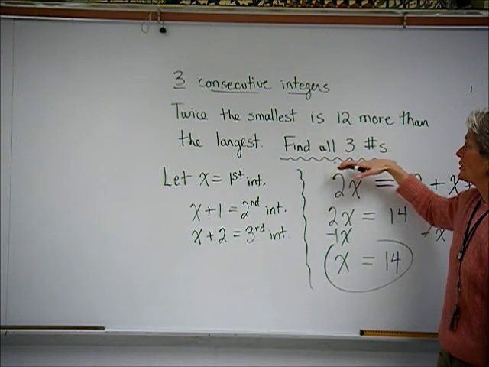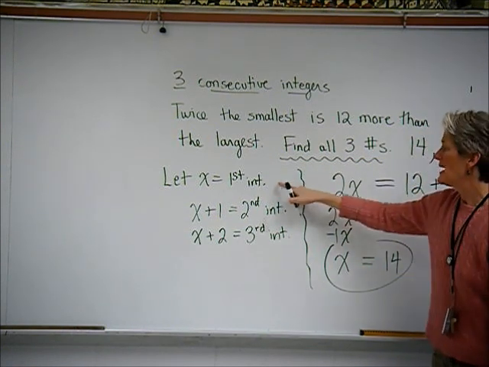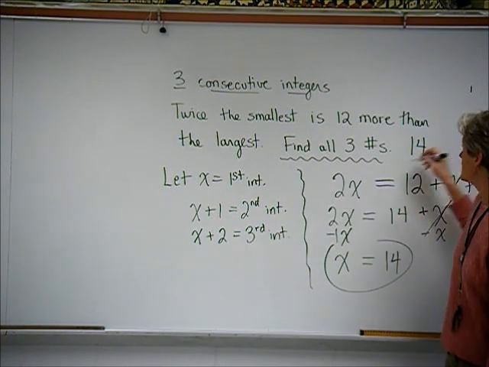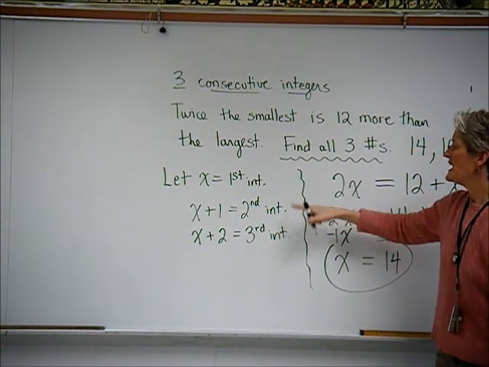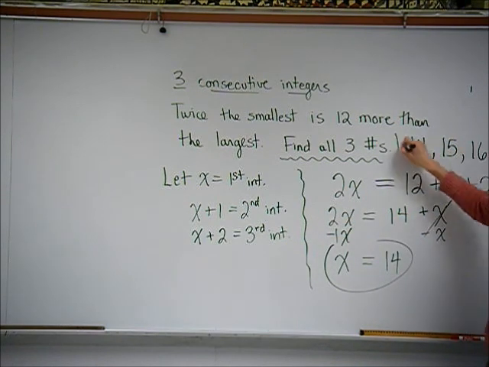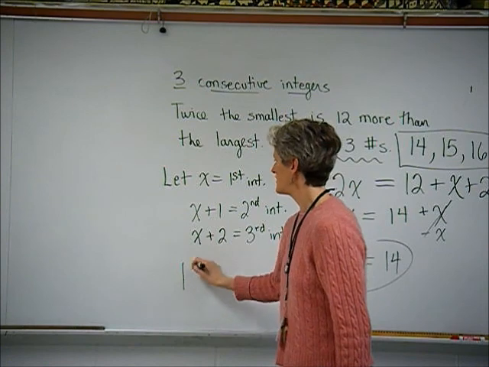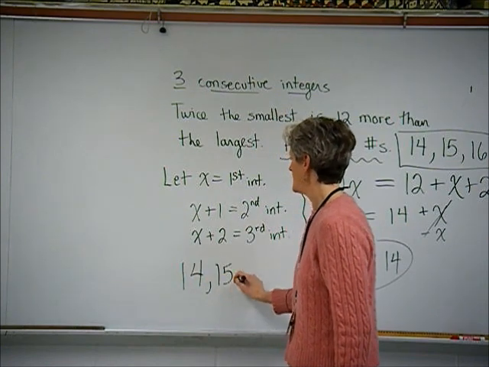So, find all 3 numbers. Well, I found my first number, which is 14. My next number is going to be 1 more, 15. My next is going to be 2 more, 16. And there is your answer. Your 3 consecutive integers are 14, 15, and 16. Okay? 14, 15, and 16.